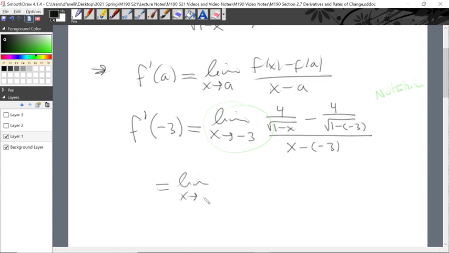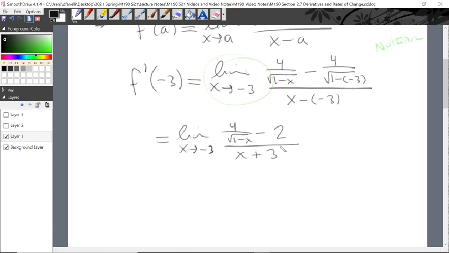Okay, let's do a little simplifying here, though. I'd like to do that. x goes to negative 3, 4 over root 1 minus x minus 4 over, this is the square root of 4, right? So square root of 4 is just 2. I'll just go ahead and simplify that right now down to 2. And the denominator is x plus 3. Plugging in negative 3, we get 2 minus 2 over negative 3 plus 3. That's 0 over 0.